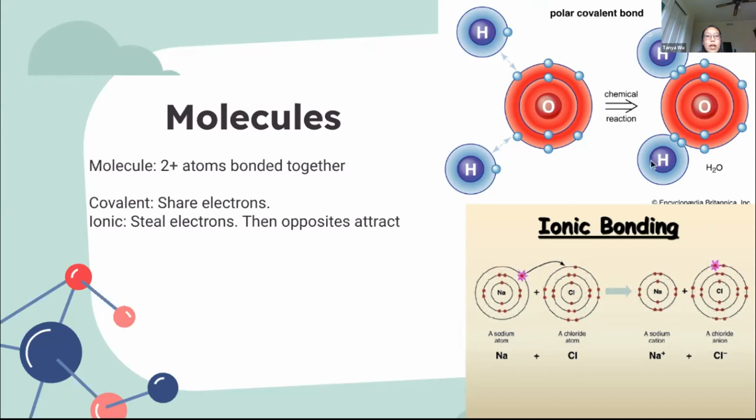Hydrogen is kind of an exception to the octet rule because it's in the first group, it's in the first period, it has very few protons and neutrons.